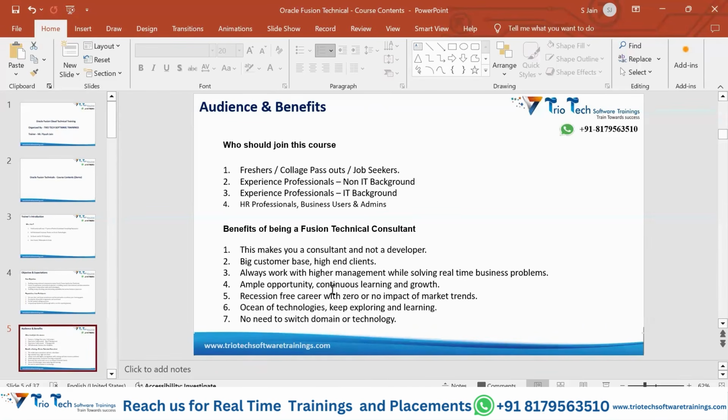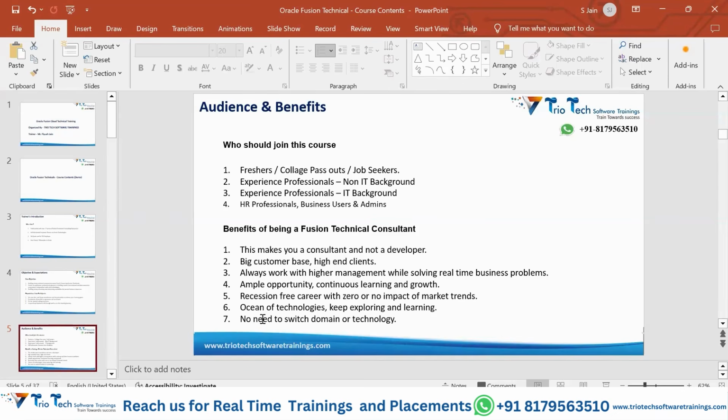As a Fusion technical consultant, you will always get an additional edge: you will always be working with the top management. You will be working, reporting and solving problems for a wider group of audience that is at the higher level of the management.